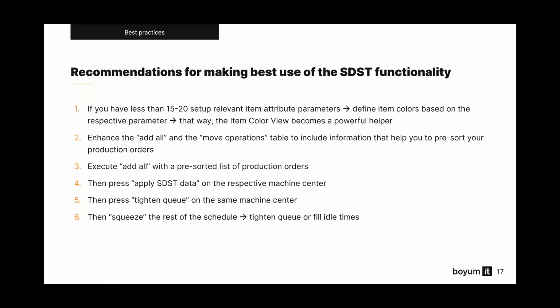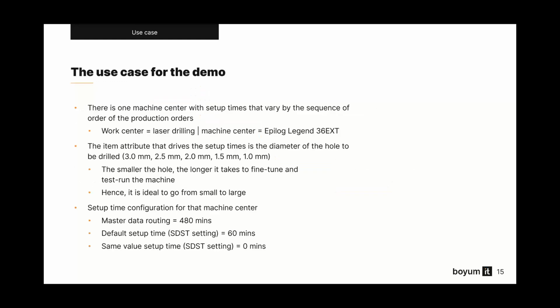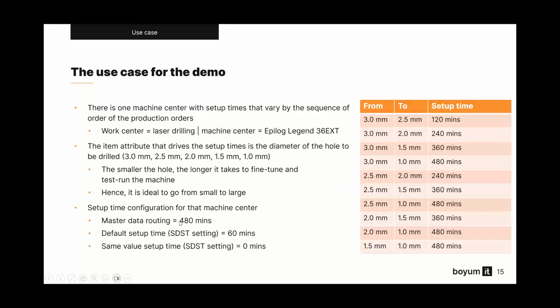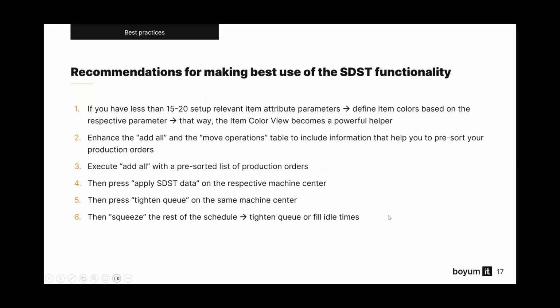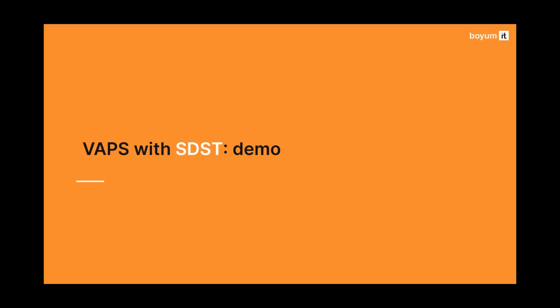And then we adapt the length of the production or routing lines based on the data we find there. And if you have set it up in a way like I did, that the master data routing has the longest time from the setup metrics, then you will experience a lot of gaps in your schedule. So then you have to tighten the schedule again. And I would do it first on your SDST machine center, and then you can squeeze the rest of the schedule either by tighten queue or by say filled idle times. And this is what I will do now.